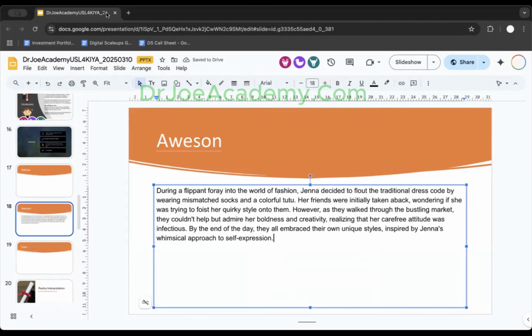Okay, Austin, can you go ahead and read your response? During a flippant foray into the world of fashion, Jianga decided to flout the traditional dress code by wearing mismatched socks and a colorful tutu. Her friends were initially taken aback, wondering if she was trying to foist her quirky style onto them. However, as they walked through the bustling market, they couldn't help but admire her boldness and creativity, realizing that her carefree attitude was infectious. By the end of the day, they all embraced their own unique styles, inspired by Jianga's whimsical approach to self-expression.